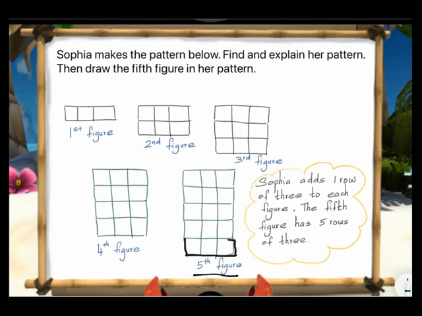Let me draw one row of 3, 2 rows of 3, 3 rows of 3, 4 rows of 3 and 5 rows of 3. So this is the pattern that she follows. So in the final statement we have to explain it and write it as: Sophia adds one row of 3 to each figure. The fifth figure has 5 rows of 3.